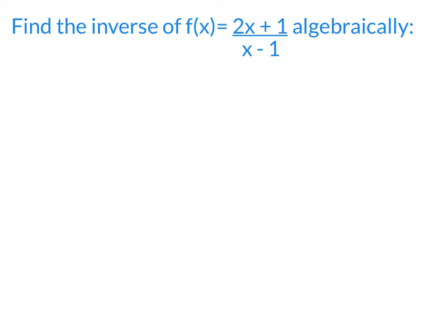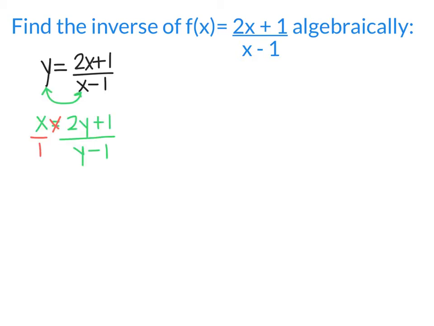So now let's do one more algebraically that may not be as easy as the last one. So let's say that f of x is (2x plus 1) over (x minus 1). So I set it up like the last one. I make f of x y, and I swap my y for x and my x's for y.